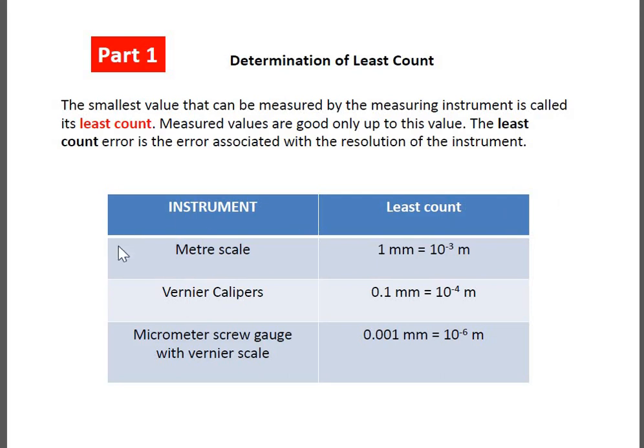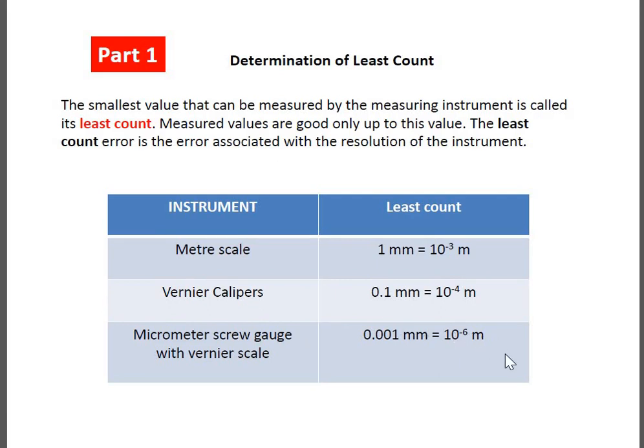Okay, now I've just shown you some of the instruments. Say meter scale, what's the least count? Millimeter. Then vernier calipers, what's the least count? 10 to the power minus 4 meter. Then micrometer screw gauge, least count 10 to the power minus 6 meter.